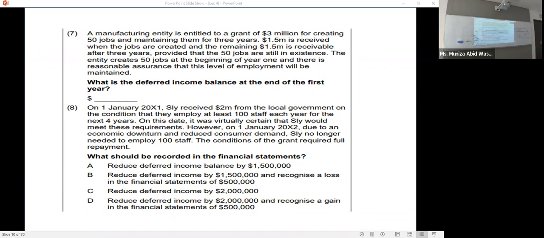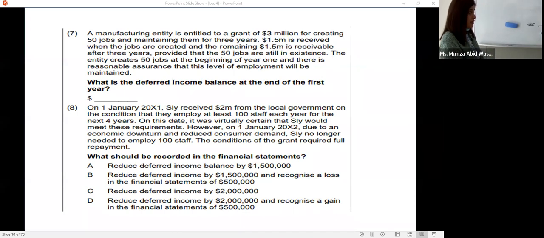Is it not option C? Yes, it's not option C, because the full cannot be reduced. Option D, it cannot be option D. Again, they are telling to reduce the deferred income by 20,000 and recognize the gain in the financial statements of 500,000. Option A, reduce the deferred income balance by 1,500,000.